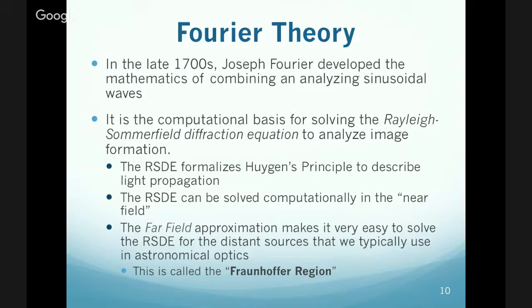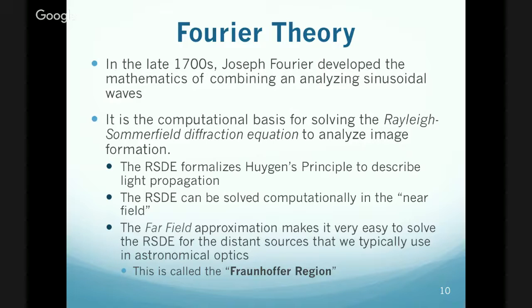We don't need to know what the equation is, but to understand that it describes light propagation with the interaction of any kind of aperture. And it formalizes Huygens' principle. It can be solved computationally in the near field, which is called the Fresnel field. The far field approximation, though, is the one that makes it very easy to solve the diffraction equation for distant sources. And that's what we typically use in astronomical optics, and this is called the Fraunhofer region. So when you hear us talking about Fraunhofer diffraction, that's what we're talking about.